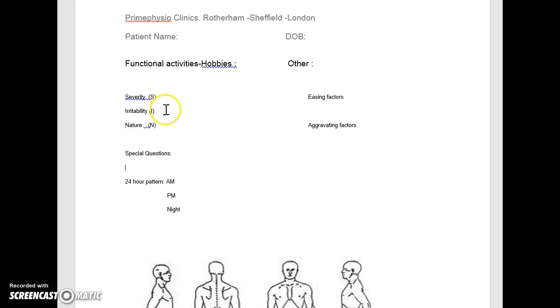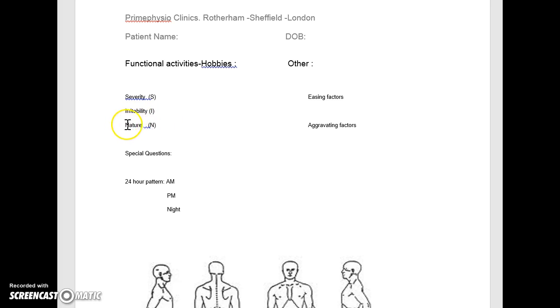We use these two, severity and irritability, as outcome measures. So if the patient's symptoms on day 1 were 8 out of 10 and appeared after only 5 minutes of sitting down, but after 6 weeks it's only 2 out of 10 and it appears after much longer, this means the patient is improving, which is a very important, encouraging factor for the patient and also for us to see if our treatment is effective or not.